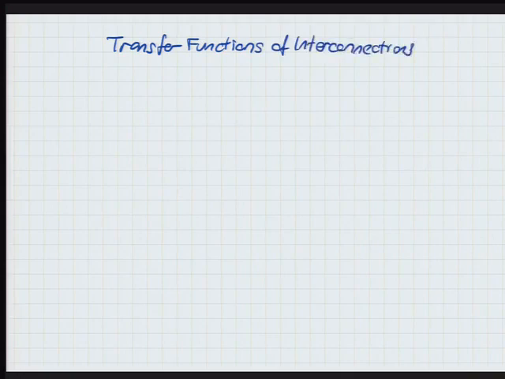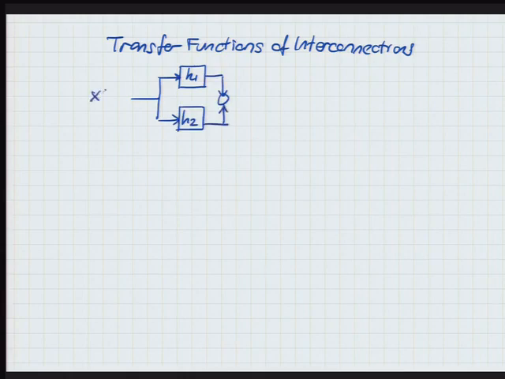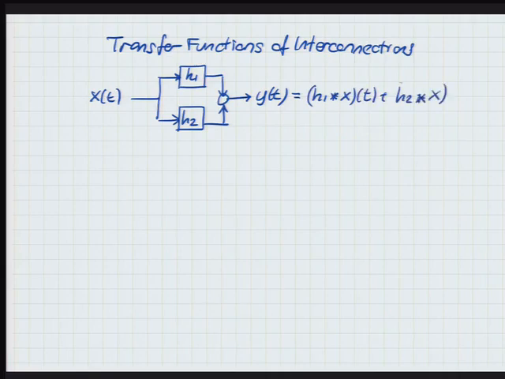First, let's look at a parallel interconnection. So an LTI system whose impulse response is H1, another LTI system whose impulse response is H2, and then we add them up. Same input goes to both, and the sum becomes the output. All right? So clearly y of t is the sum of the two branches here. The first one gives us H1 convolution x of t. The second one gives us H2 convolution x of t.